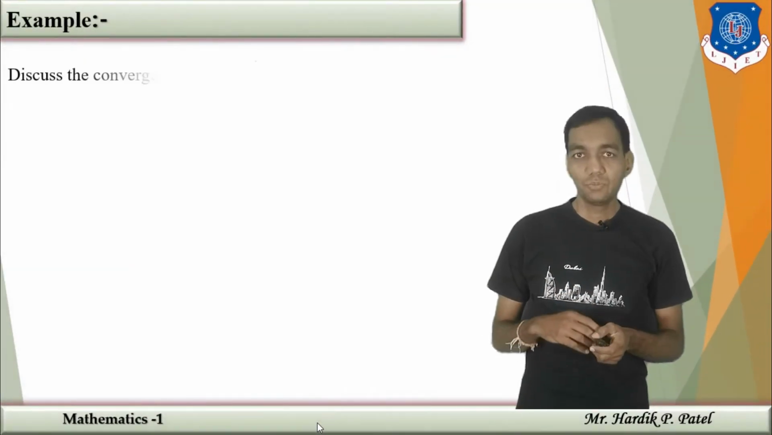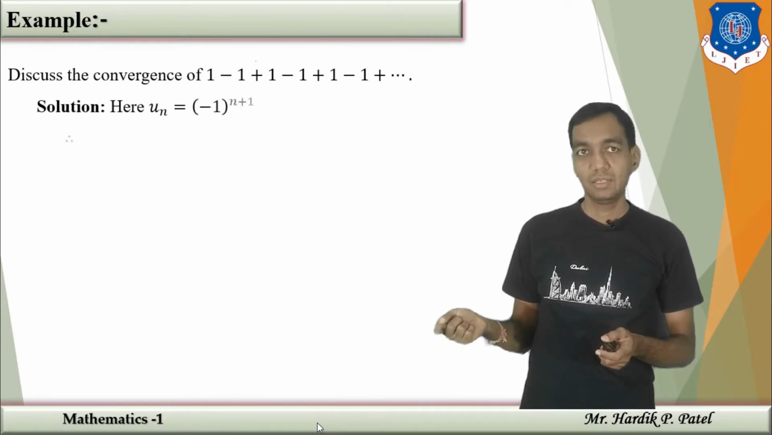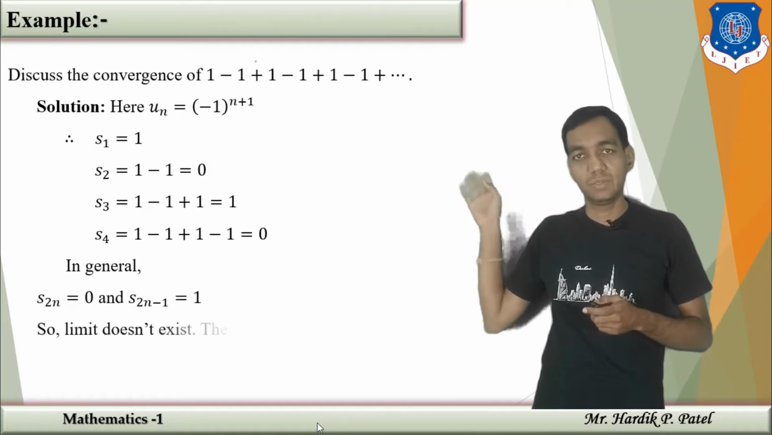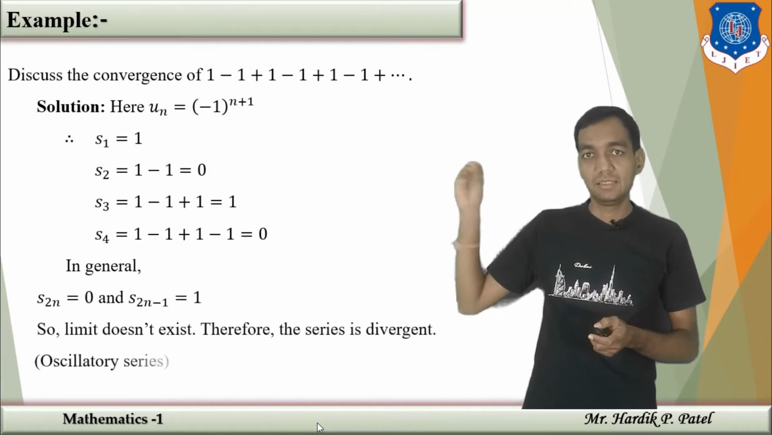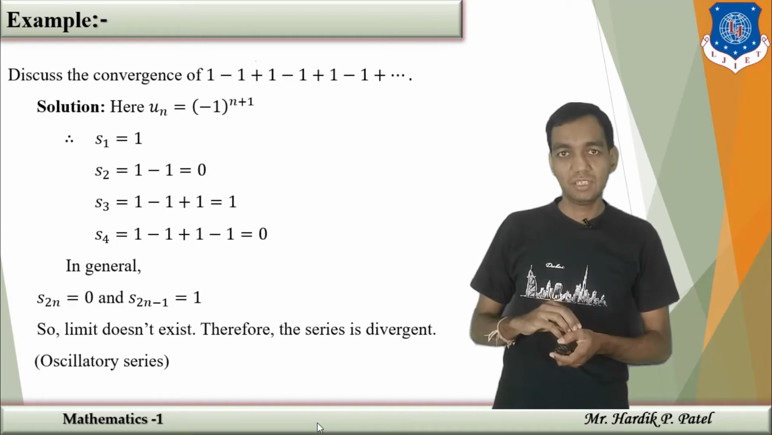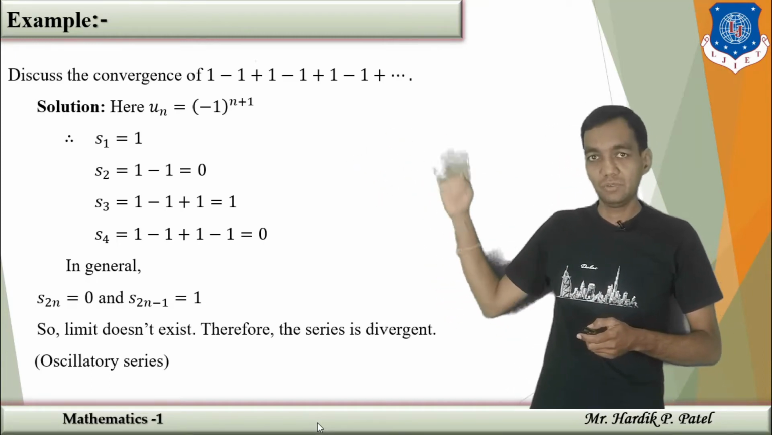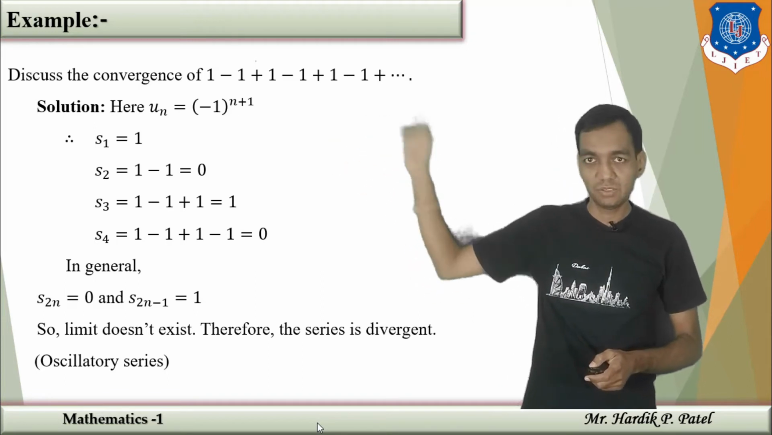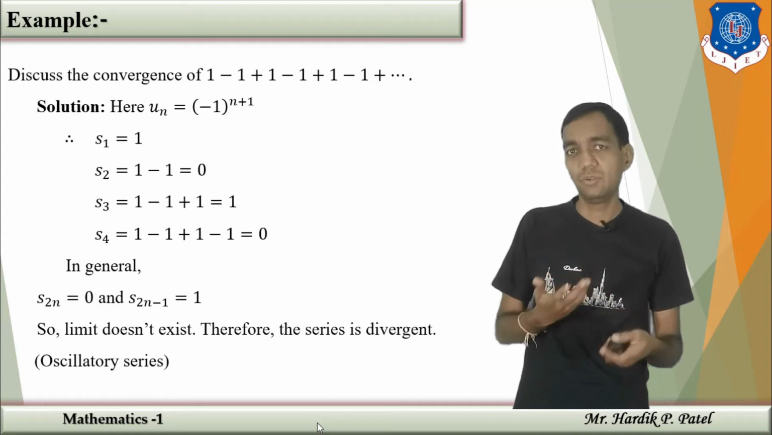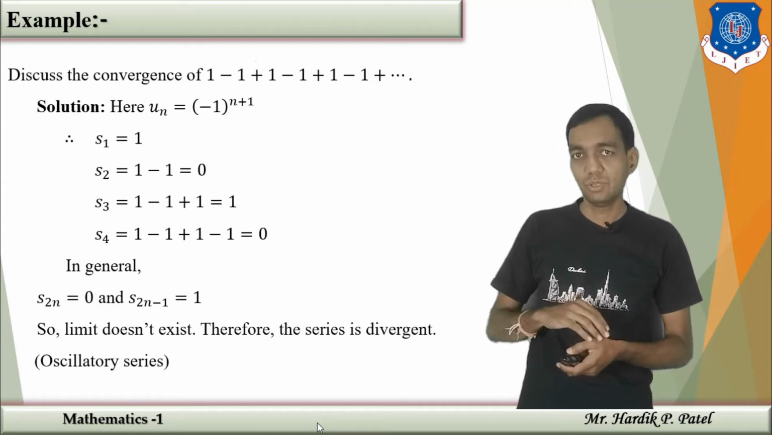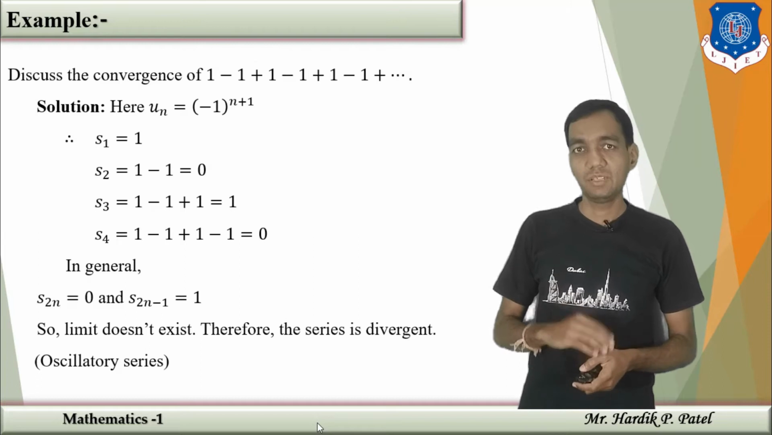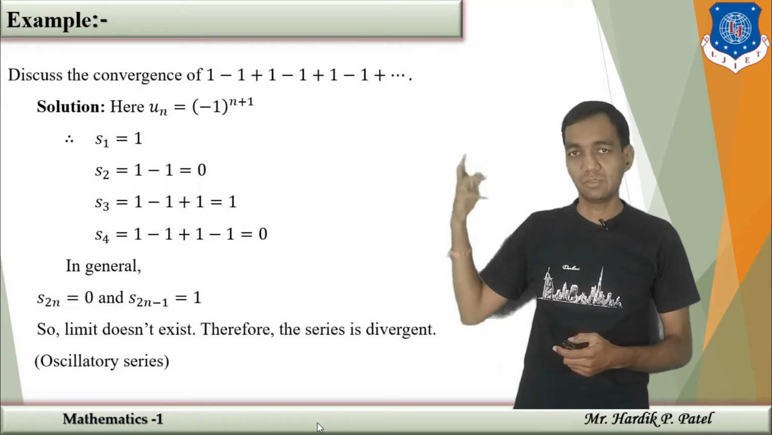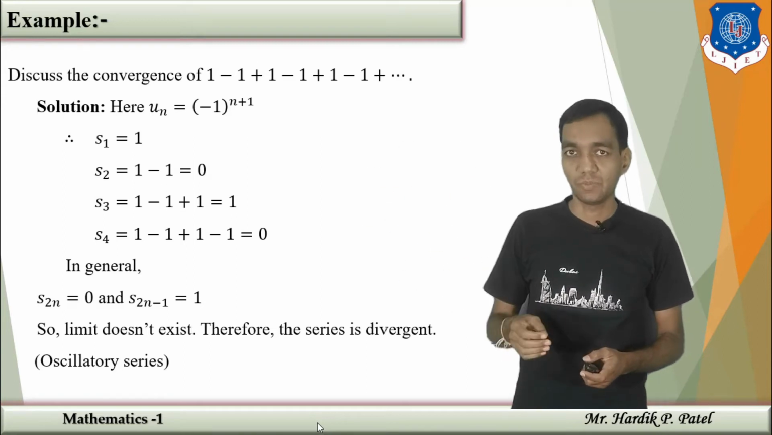Now we are going on to another example. Discuss the convergence of 1, minus 1, 1, minus 1, 1, minus 1 and so on. Now see, this is an alternating series because the terms are positive, negative, positive, negative, positive, negative. So if you write un, then un will be minus 1 raised to n plus 1, correct? Or you can write minus 1 raised to n minus 1 also, because if you put n equal to 1, then you will have minus 1 raised to 2, that will be 1, n equal to 2, then minus 1 raised to 3, that will be minus 1, and so on.